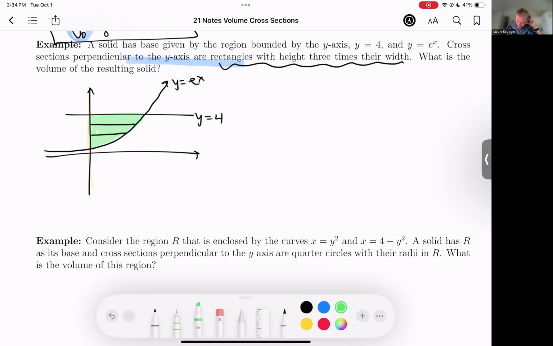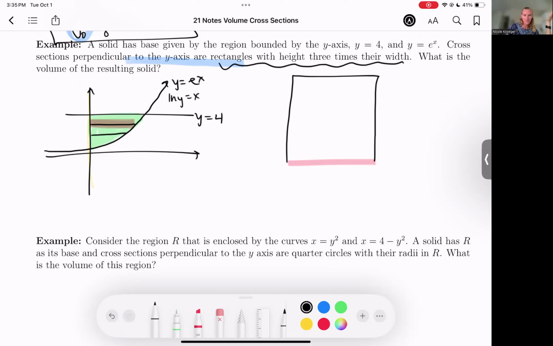Okay, so what I'm going to do here is I'm going to draw on my region. So what I have is a rectangle. That's the bottom of the rectangle. The rest of the rectangle is popping out of the page. Okay. So the length of the bottom of the rectangle is the length of that little red section. That's going to be right minus left because we're working in the y direction. So my right function is the e to the x function, but I need it in terms of y, so that'll be ln of y. And my left function is 0, so I'm just going to have ln of y as that length.